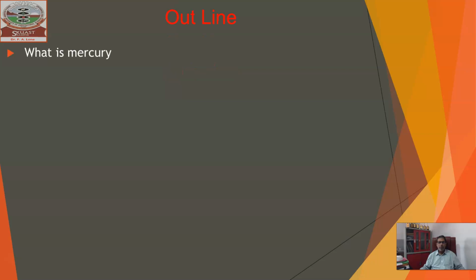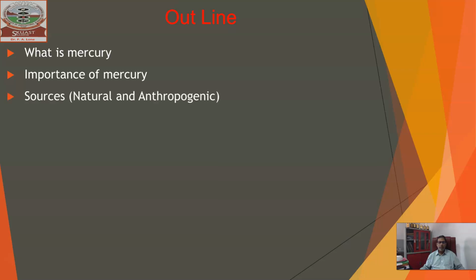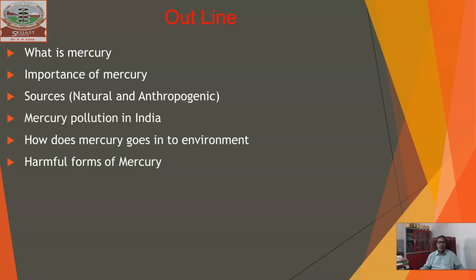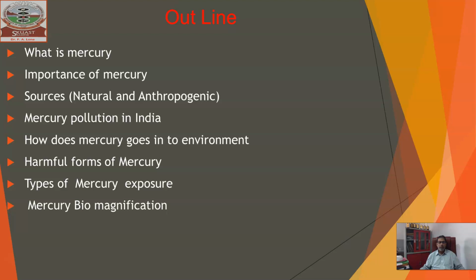The broad outline of this lecture is that we should first study what is mercury, what is the importance of mercury, sources both natural and anthropogenic, then mercury pollution in India, how mercury goes into the environment, harmful forms of mercury, types of mercury exposure, and then mercury biomagnification.